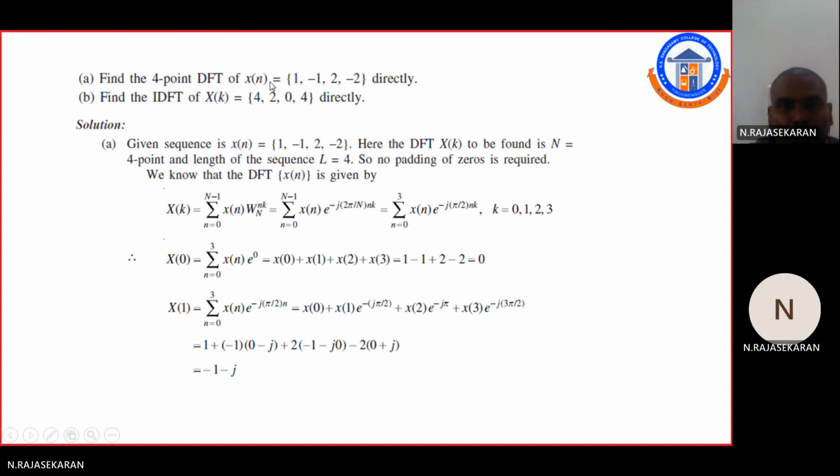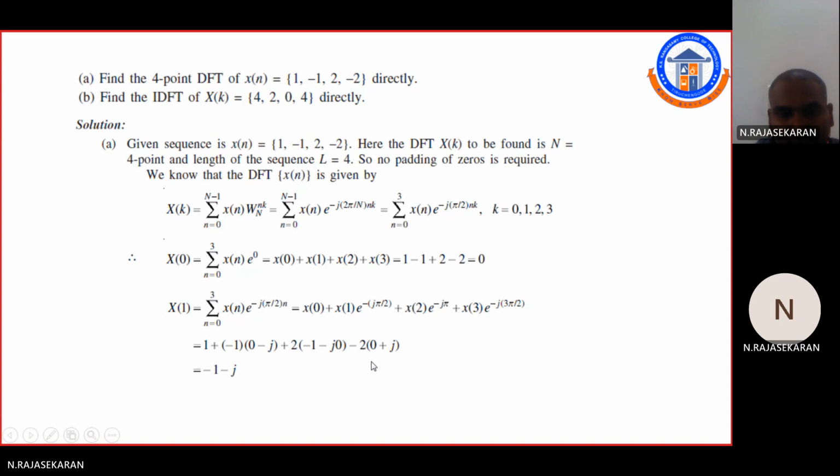Okay, x of 0 is given as 1, directly substitute 1, plus x of 1 is minus 1, here minus 1, and also we have to substitute e power minus j pi by 2. E power minus j pi by 2 is nothing but cos pi by 2 minus j sin pi by 2. Then cos pi by 2 is equal to 0 and j sin pi by 2 is equal to minus j, here is the sine terminology. So cos pi by 2 minus j sin pi by 2, so we have substituted minus j here.